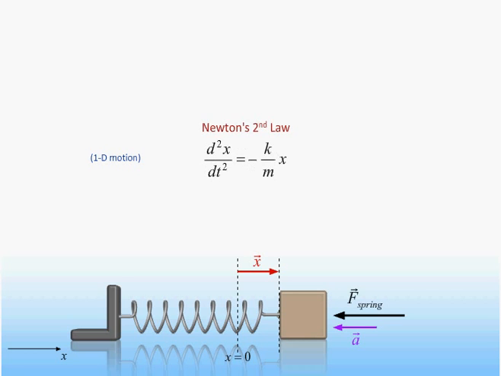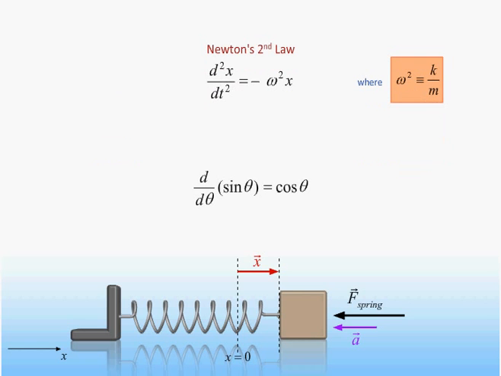To solve it, we need to find a function, x of t, which when differentiated twice gives back the negative of the same function, x of t, multiplied by a constant. It is convenient to define a quantity omega squared as the ratio of the spring constant to the mass. We can solve this equation by inspection. Now, that's the mathematician's word for guessing.